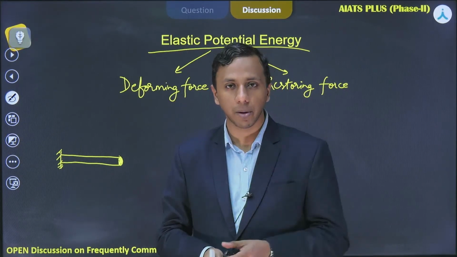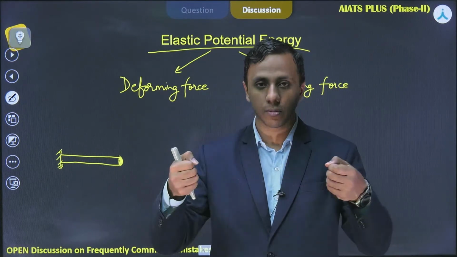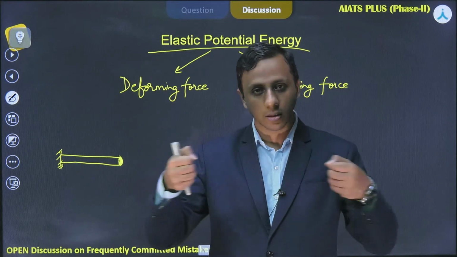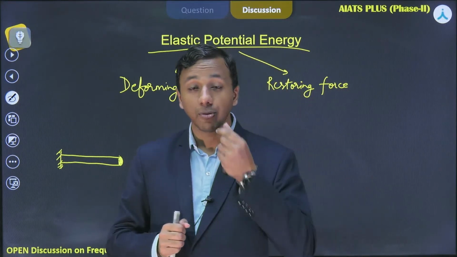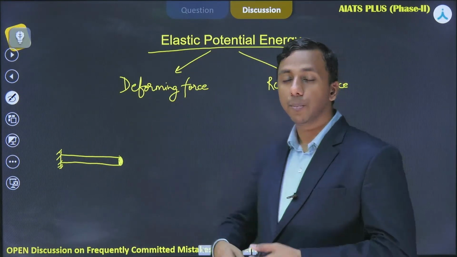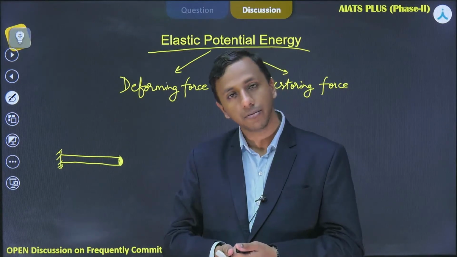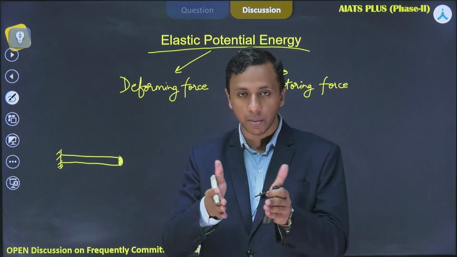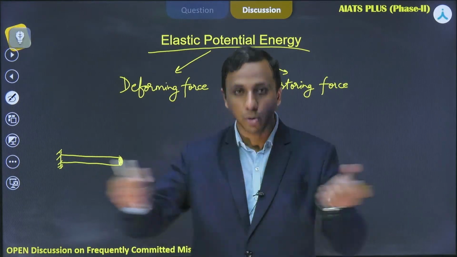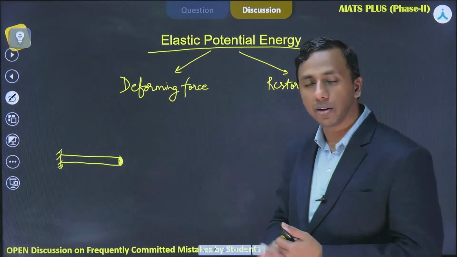Or if you want, you can imagine a simpler example. Let's say we have a rubber band, right? A rubber band, if I try to apply force like this, what will happen? The rubber band elongates. Now what kind of force is that one? That force is called deforming force. Why? Because we are trying to deform the object, right? We are trying to change the configuration of that object, isn't it? Initially the rubber band was, let's say, like this. I am trying to pull it. That is deforming force.